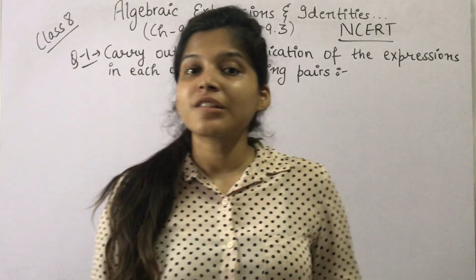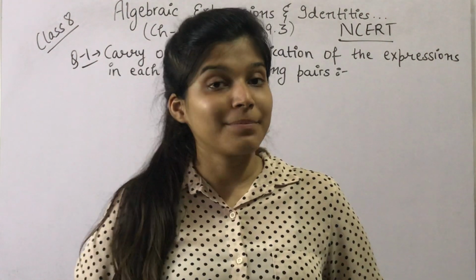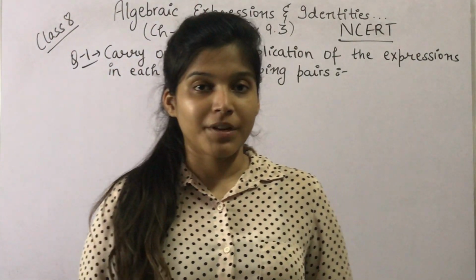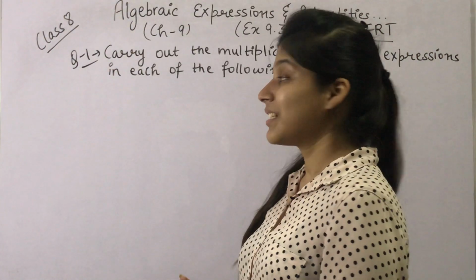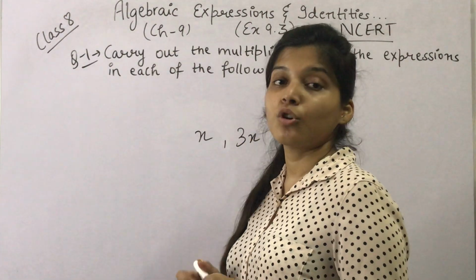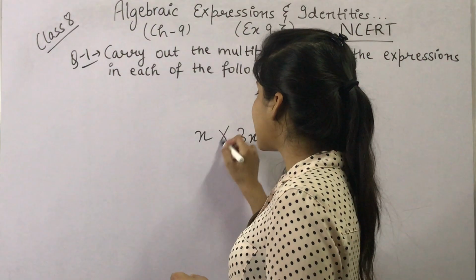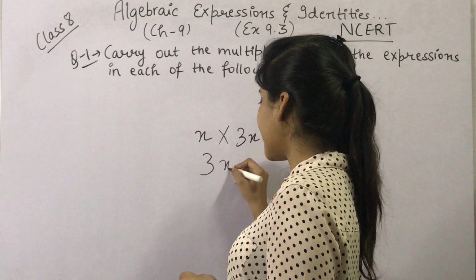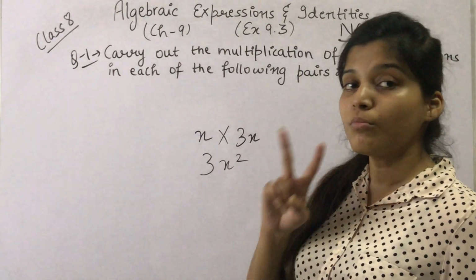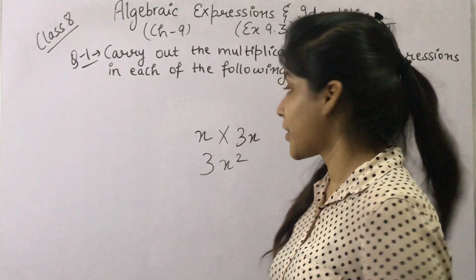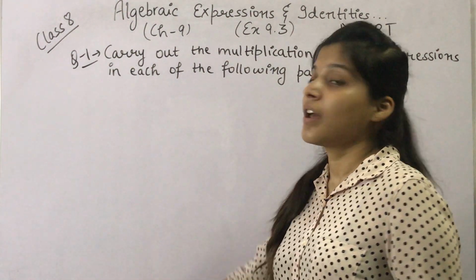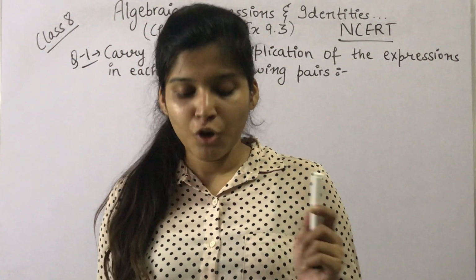Now in the last exercise also we had done multiplication only, but those were monomial expressions. But how to multiply two monomial expressions like x and 3x? How will we multiply both? Simply 3 as it is and x would be x square. But this was monomial expression with monomial expression. Now the questions that will come to us would be multiplying monomial expressions by binomial expressions.